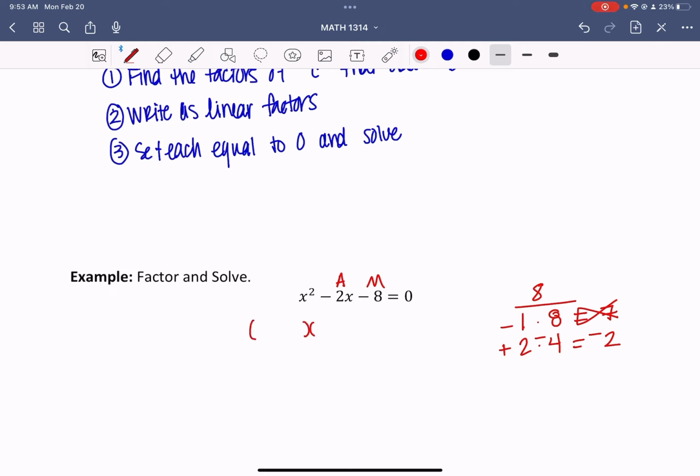So I'm going to do my 2 parentheses. The reason I'm doing this is I'm unmultiplying it. So what would multiply to give me x squared? That's x and x.